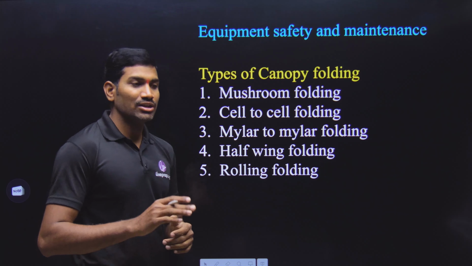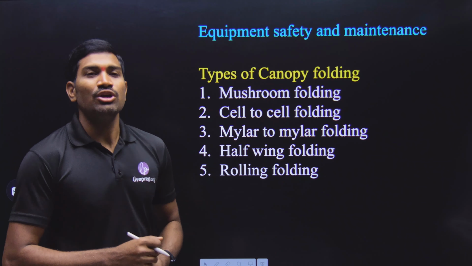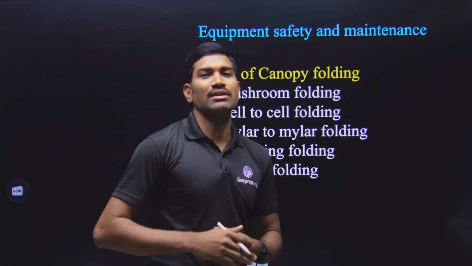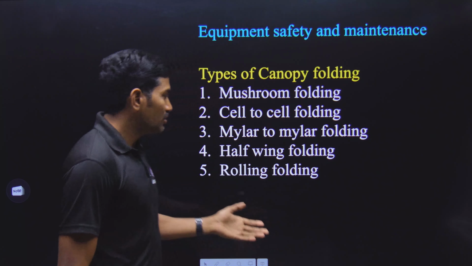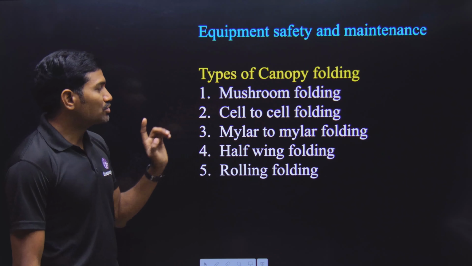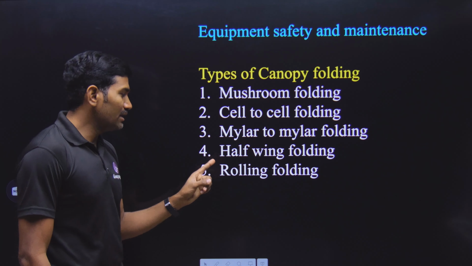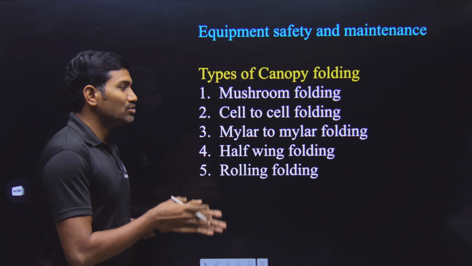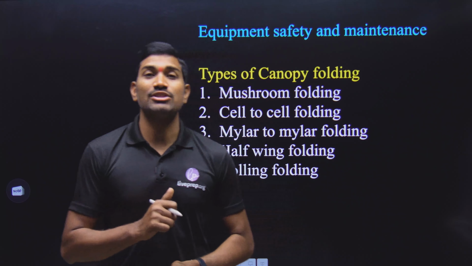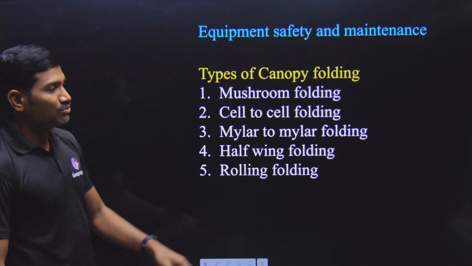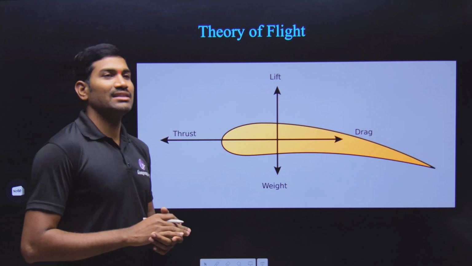Suppose you want to close it and use it the next day, then what type of folding will you use? Suppose you want to use it after 1 week, or after a few months, then what type of foldings are used? So in this way, different foldings are used: mushroom folding, cell to cell folding, mylar to mylar folding, off wing folding, and rolling folding. What are these foldings? How exactly are you folding a canopy? These are the points that you need to search regarding these particular foldings.